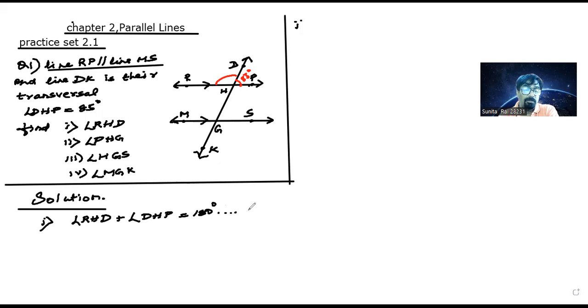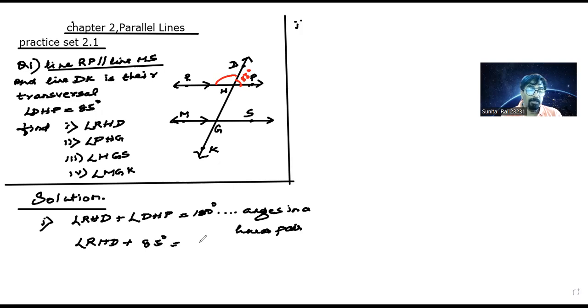What is this, children? We write the reason: angles in a linear pair. Now, RHD as it is, we don't know RHD. We know angle DHP as 85 degrees, so angle RHD plus 85 degrees is equal to 180 degrees.